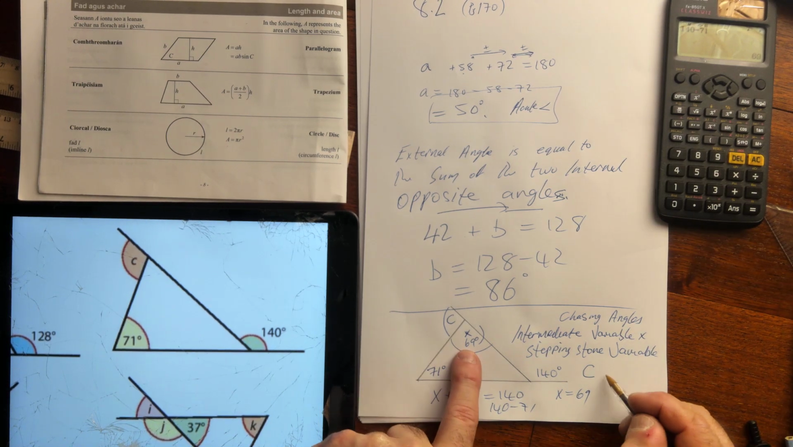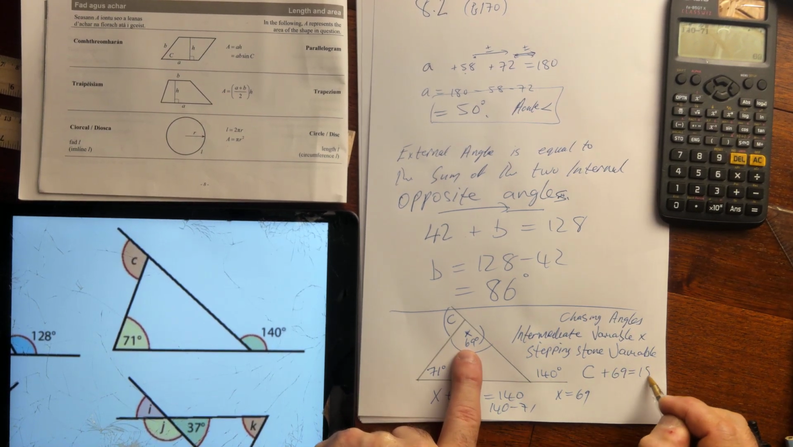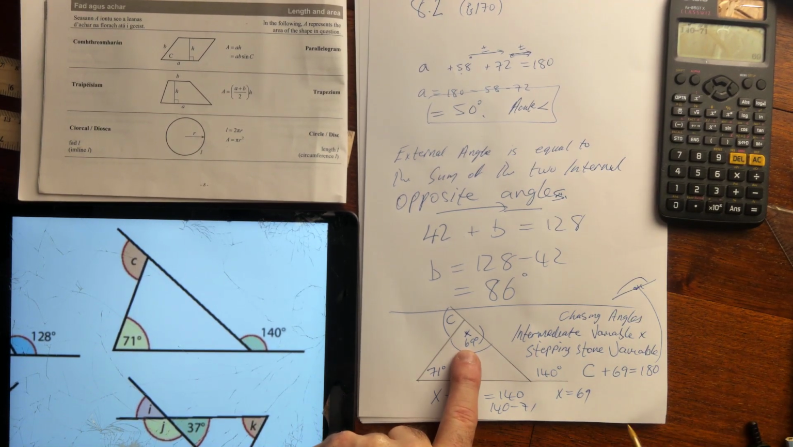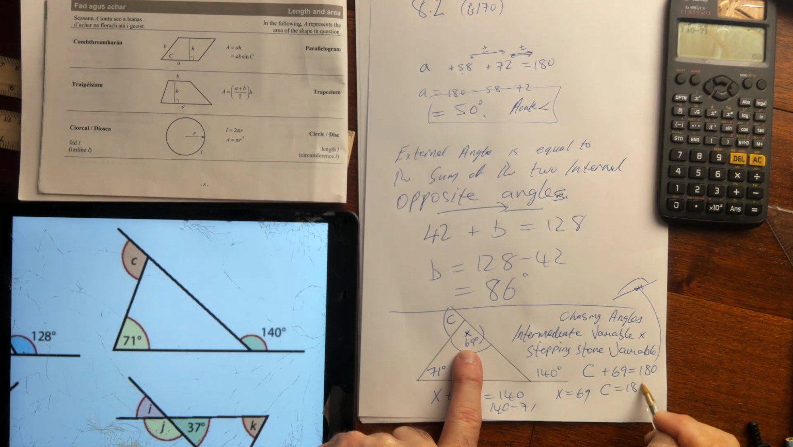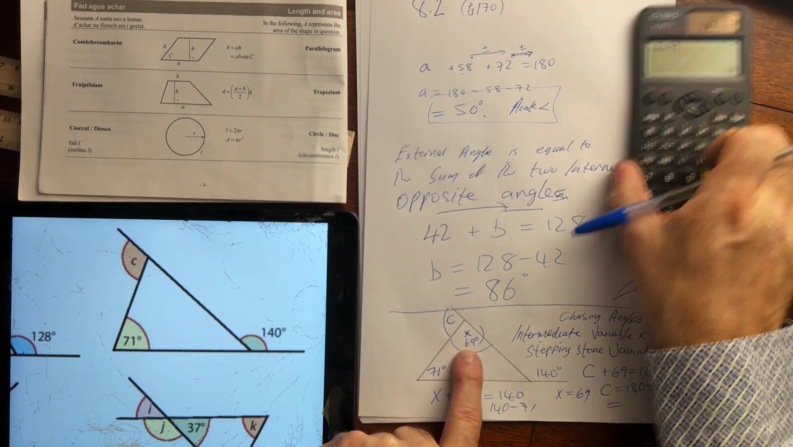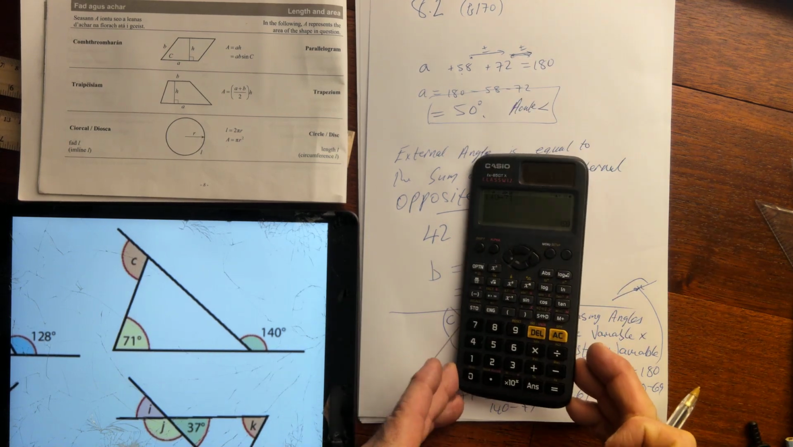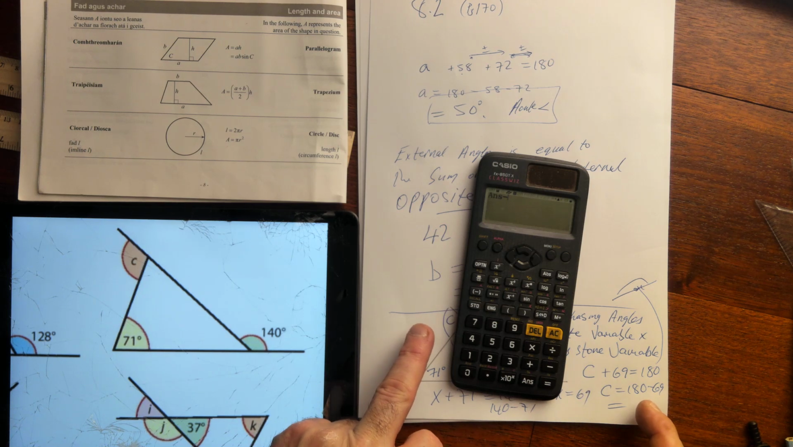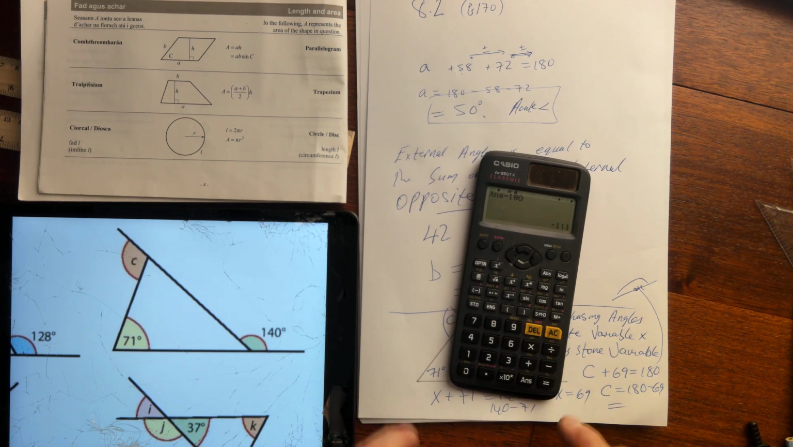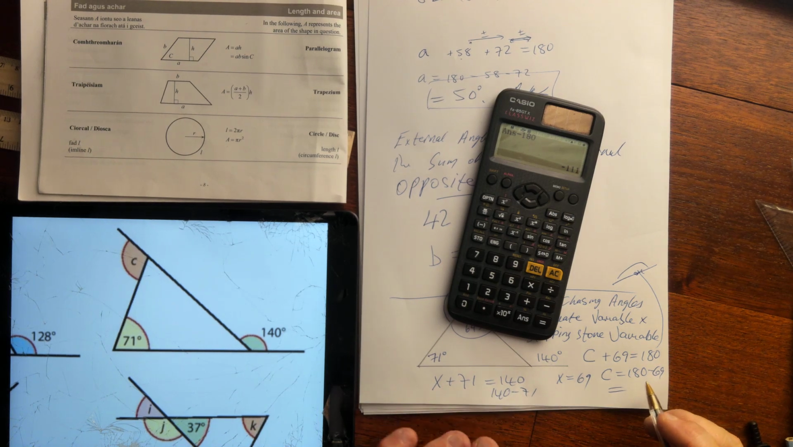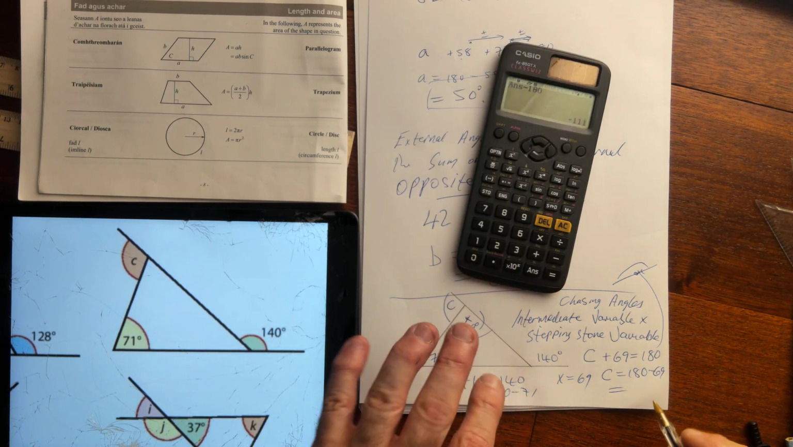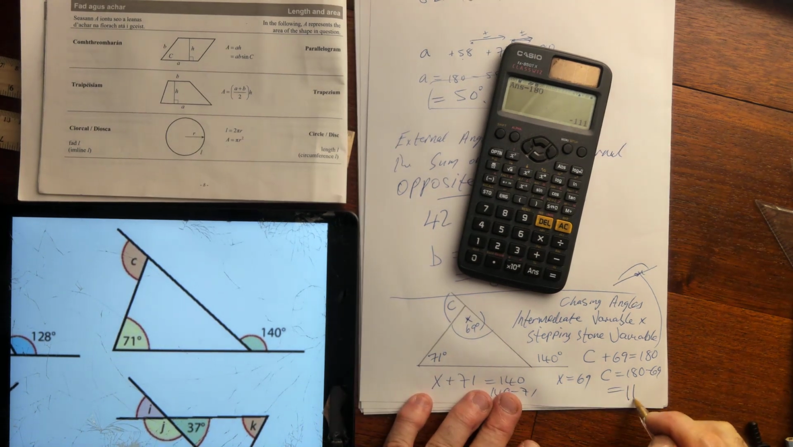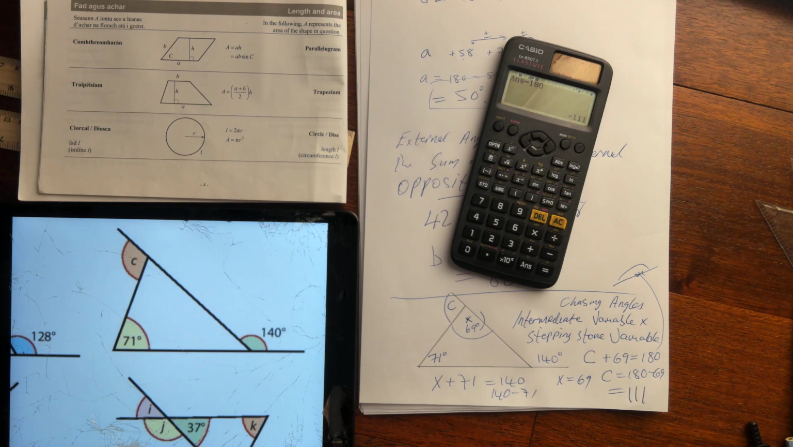So basically now we have C plus 69 equals 180. Why? Because it's a straight angle. So C is equal to 180 minus 69. What I'll do here is I have 69 on my calculator. I'll subtract from 180, and I get minus 111, and I'll ignore the sign of it. So subtraction is not commutative, but if you ignore sign, it is commutative. So basically 111. C is 111.